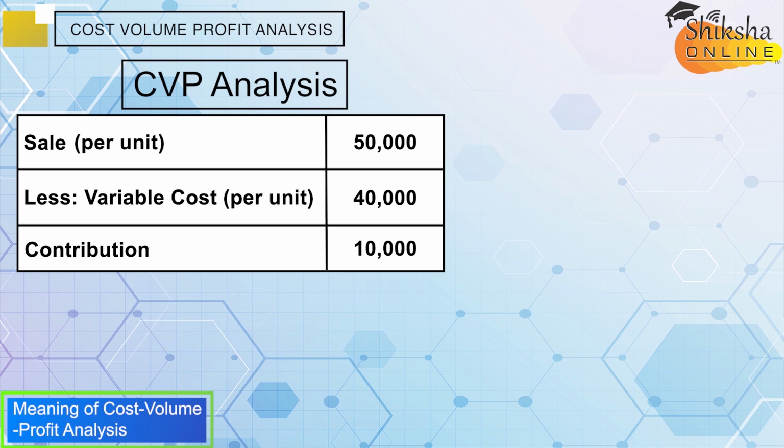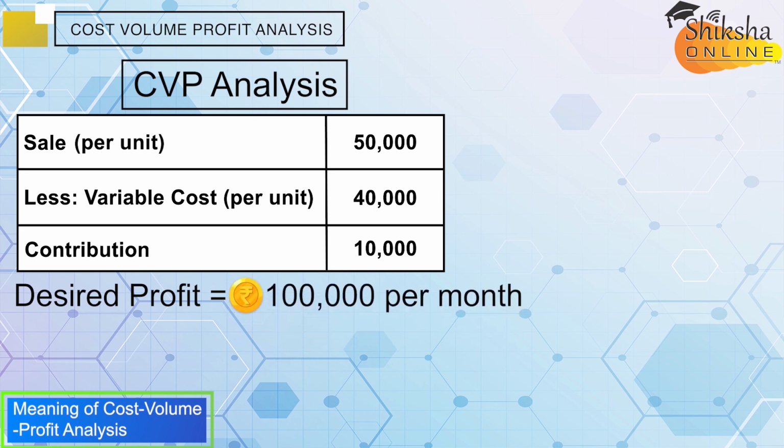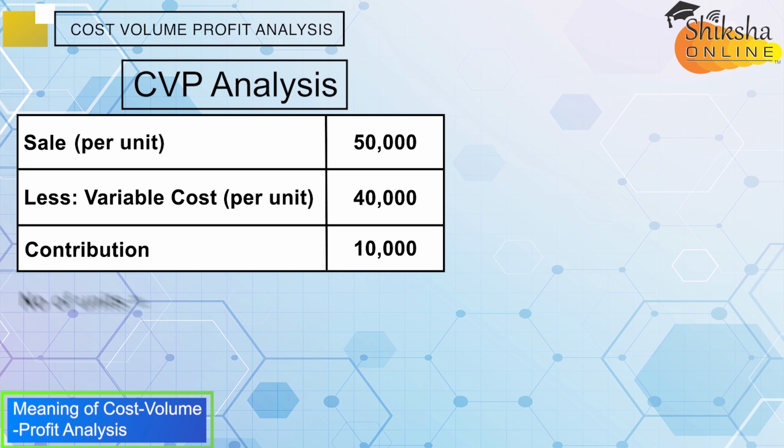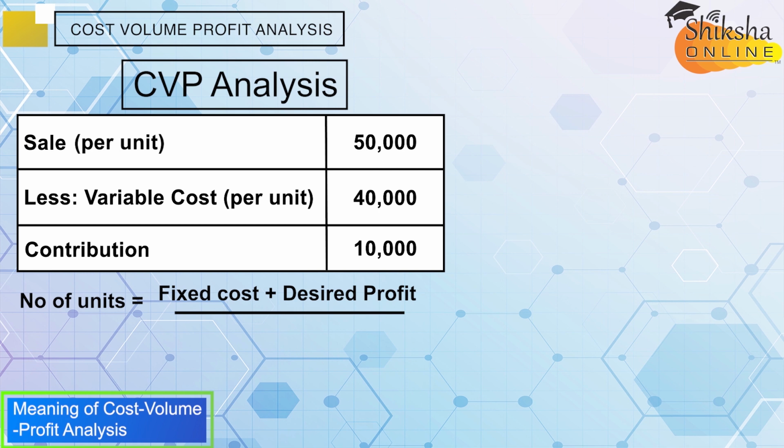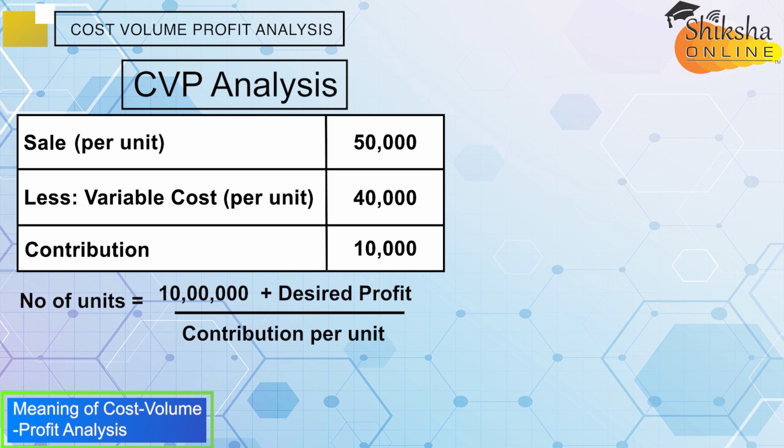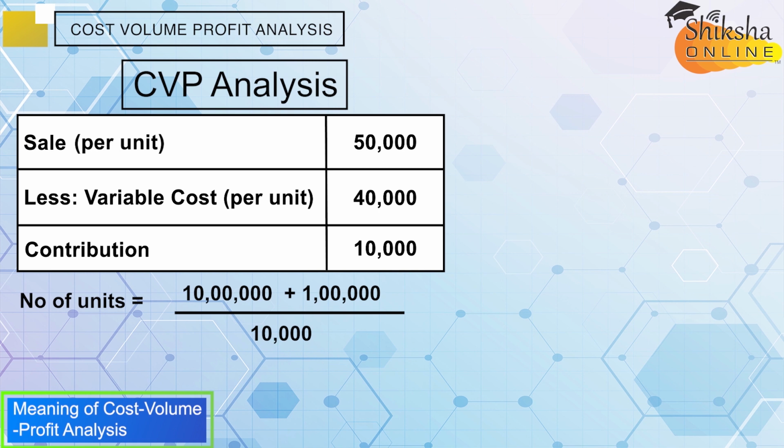Now suppose we want to earn profit of rupees 1 lakh per month, then how many units are required to be sold? For this we will use the formula you can see on screen. Number of units is equal to fixed cost plus desired profit divided by contribution per unit. Fixed cost is rupees 10 lakh, desired profit which we are looking for is rupees 1 lakh, and contribution we have already calculated previously is rupees 10,000. So we get the answer 110 units.